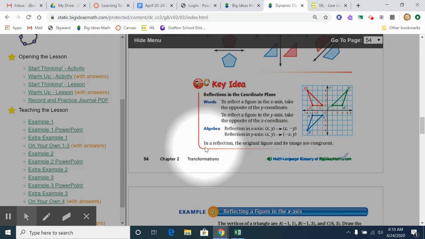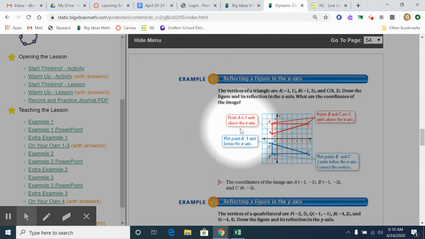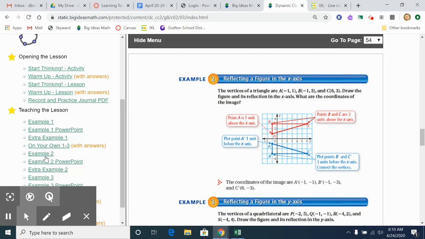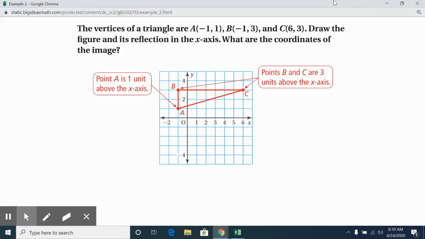In a reflection, the original figure and its image are congruent. That's pretty much always the case for these first couple transformations we're talking about, that they're the same shape still, just transformed in some way. Let's take a look at this example and let's try and figure this out.